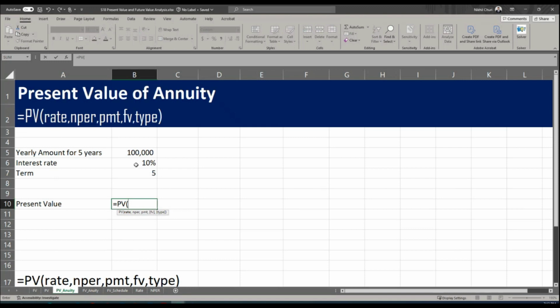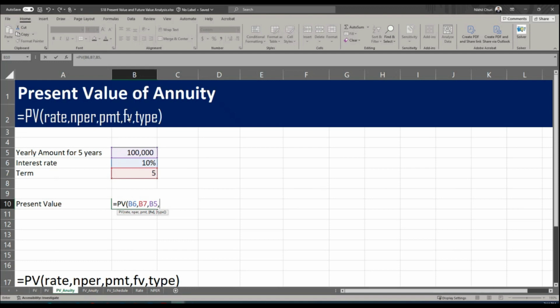My first argument is the rate. I'm starting with 10%, comma. Next is NPER, that is the number of terms. I'm using 5. The next one is very important: the payment. The payment argument means that this payment is going to be repeated. We know 100,000 is going to be paid for a period of 5 years, so I'm going to select this cell.